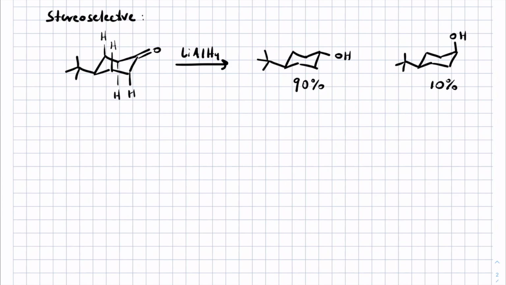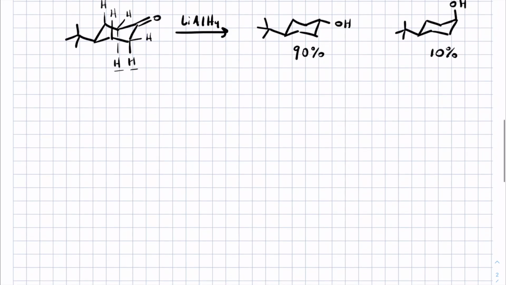And it probably has to do with proximity of axial protons on the alpha carbons, whereas from the bottom face you've got to deal with these guys, and from the top face the axial protons are a little bit further away. Okay, so that's an example of stereoselective.